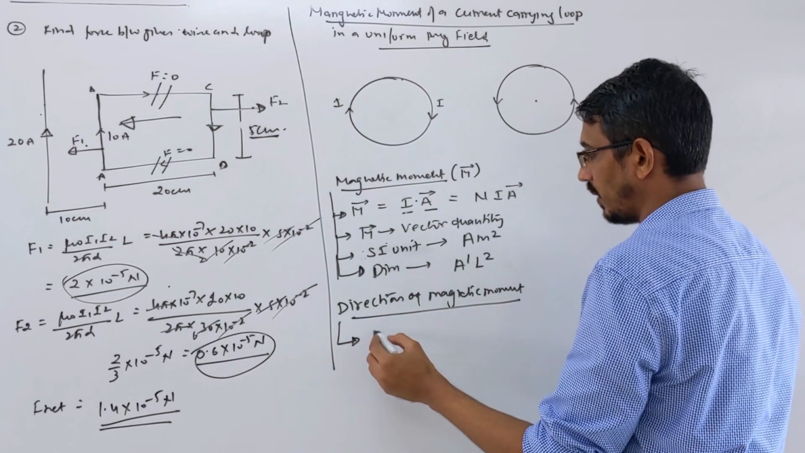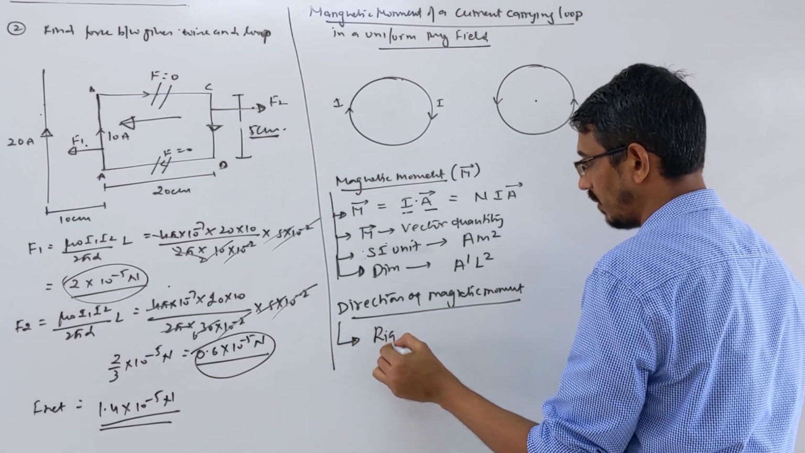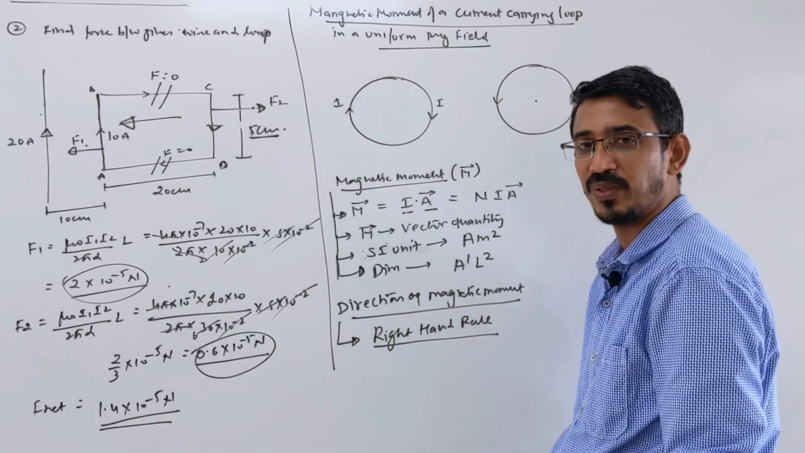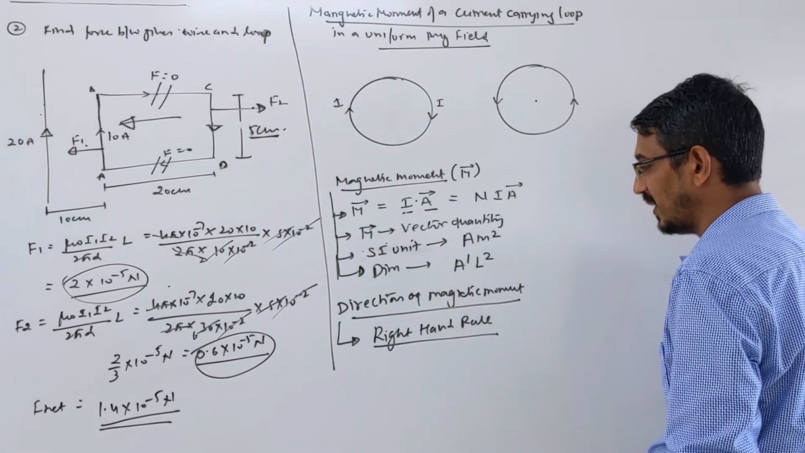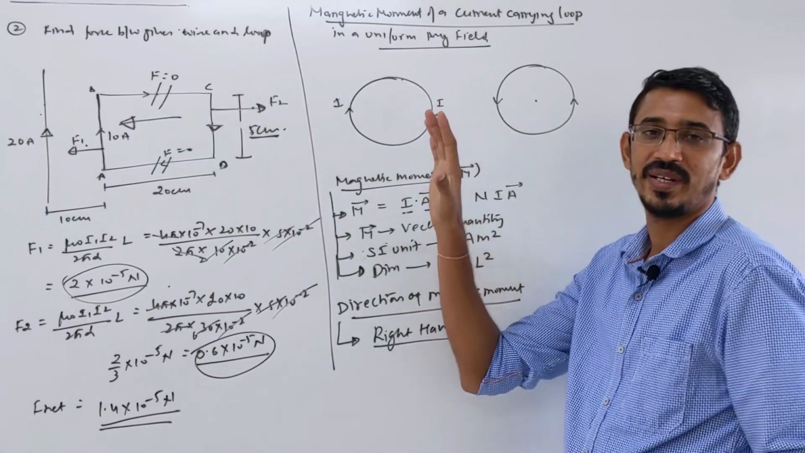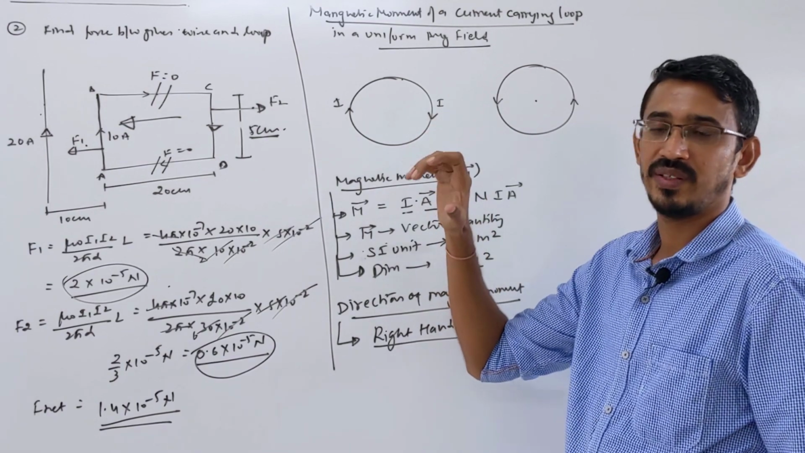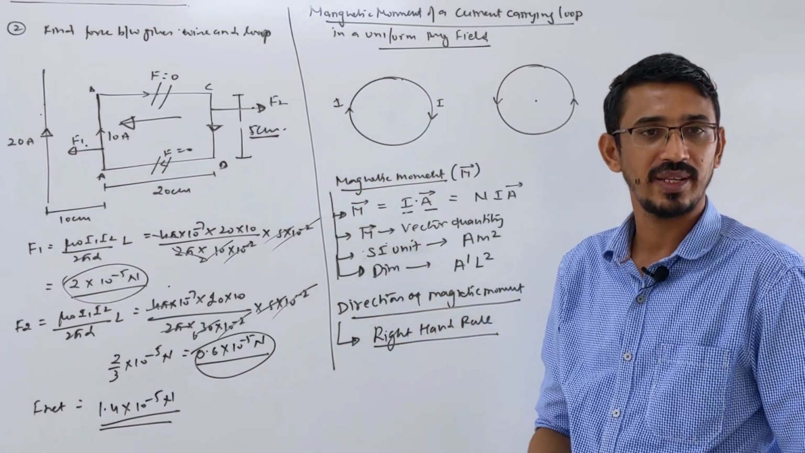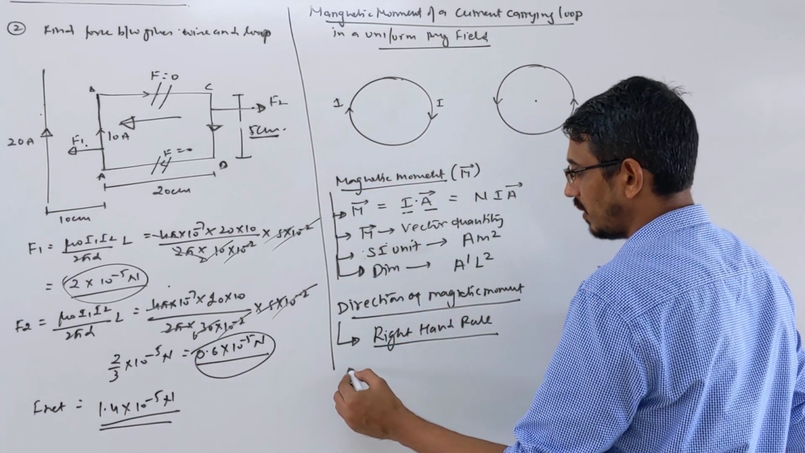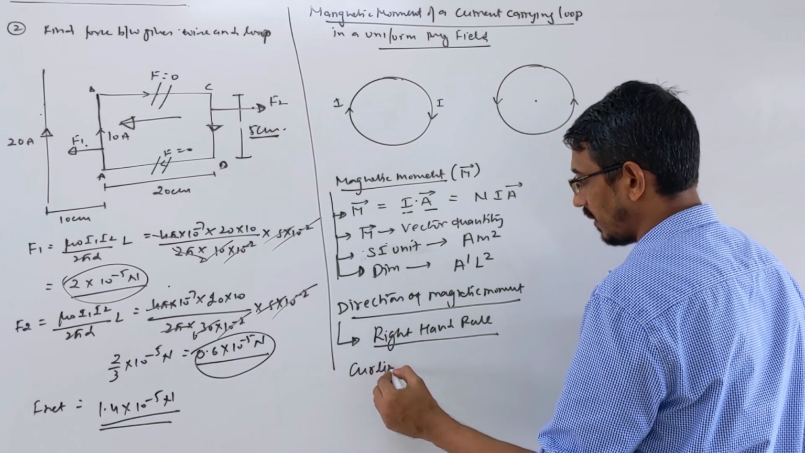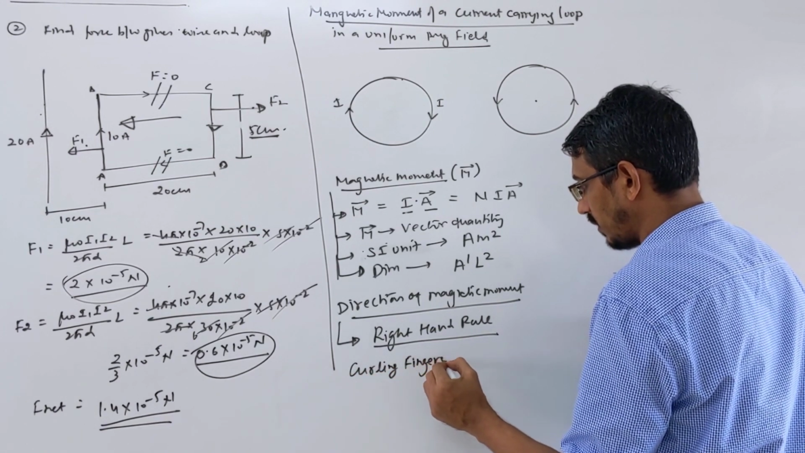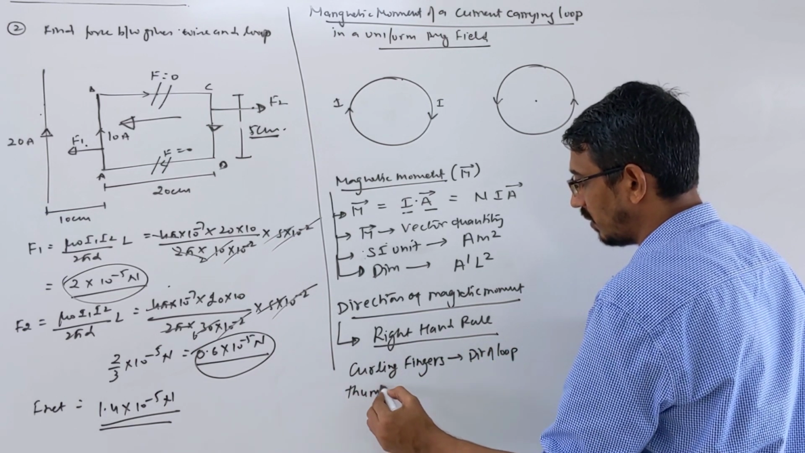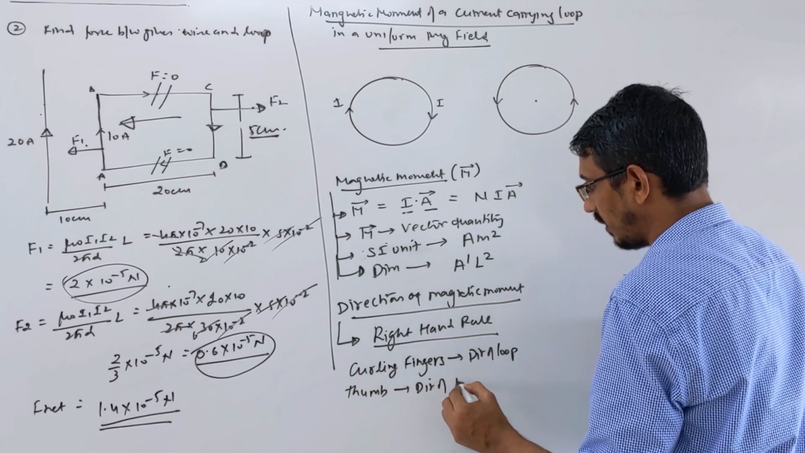We use a rule called the right hand rule. I don't know how many times you have already learned the right hand rule for different topics. So the right hand rule says what? This is the right hand. Your fingers, curling fingers, you do like this one. Curling fingers show the direction of current in that loop. Then your thumb shows the direction of the magnetic moment.